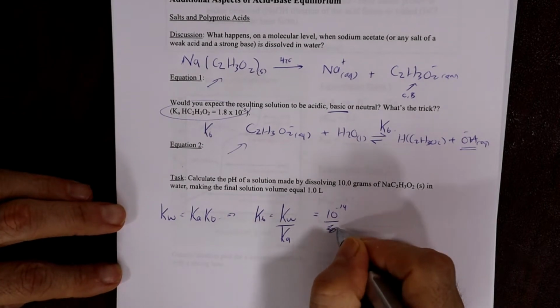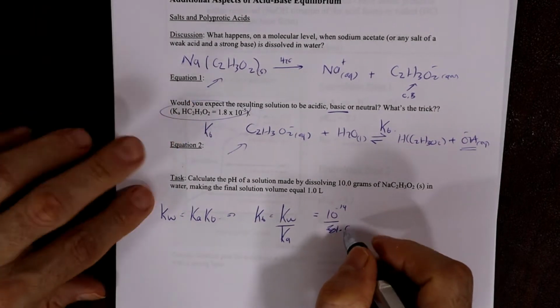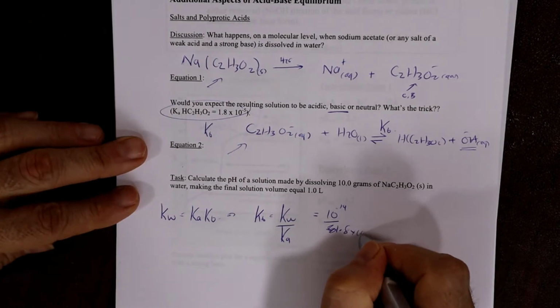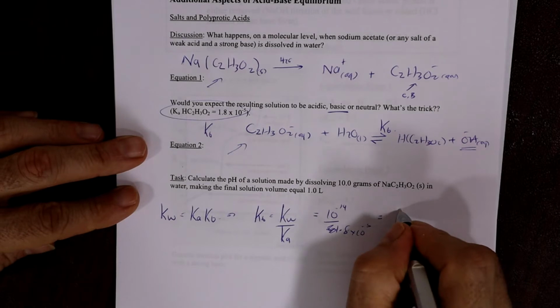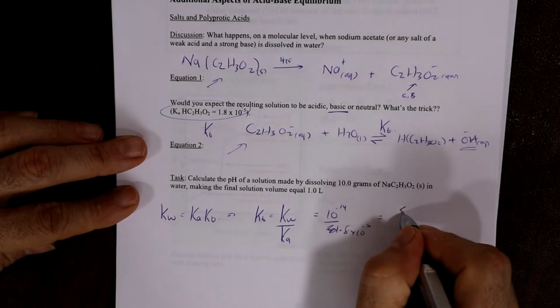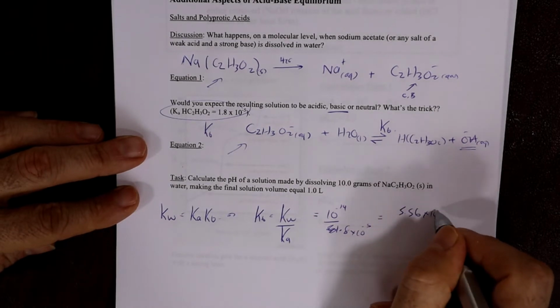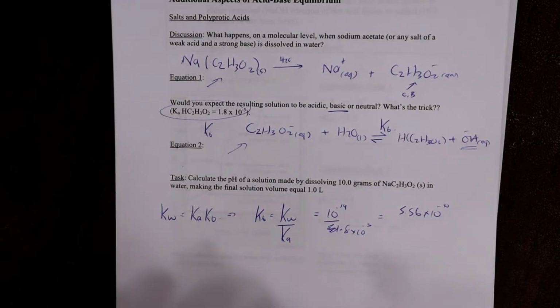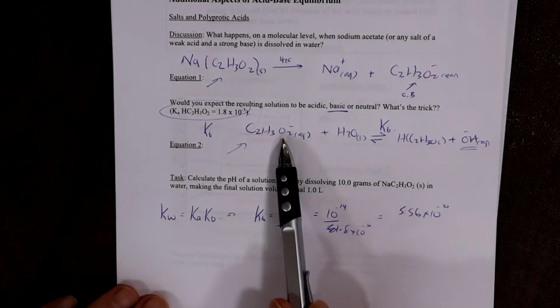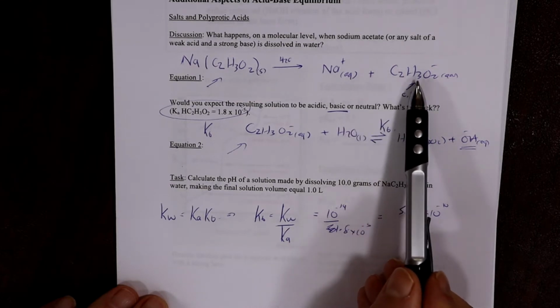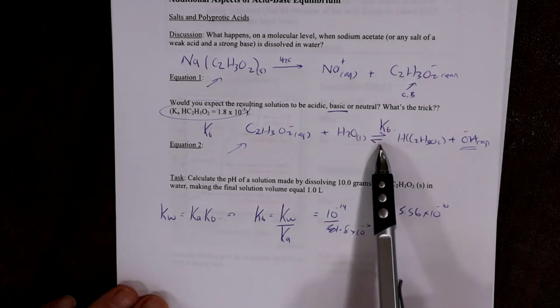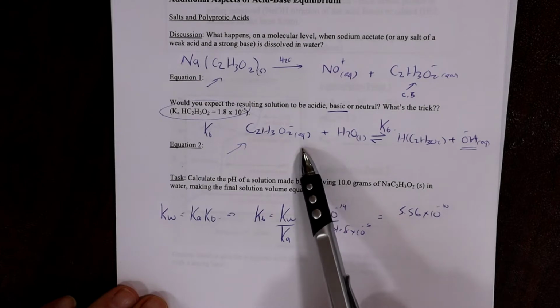Sorry, 1.8 is up here. 1.8 times 10 to the minus 5. Now it comes out to 5.56 times 10 to the minus 10. So be very careful there. If you're given a conjugate base from dissolving a salt of that conjugate base in solution, Kb governs that equilibrium because it's a base reacting.